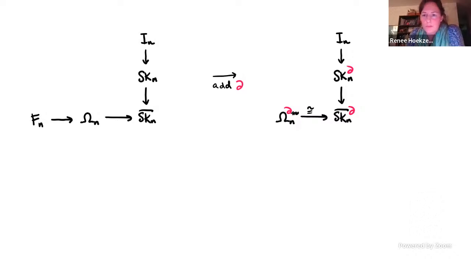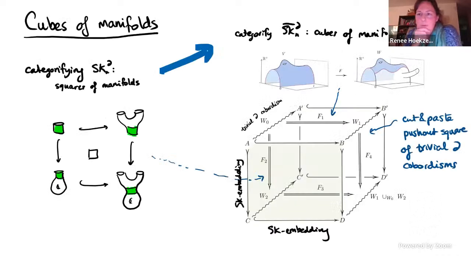Okay, so this is just a summary of what I went over. So now we want to categorify this group so that we get a spectrum that recovers on pi naught SK bar boundary.